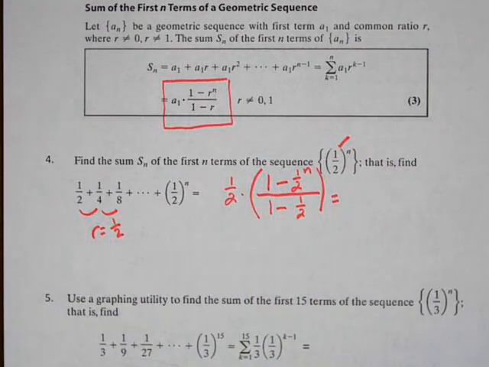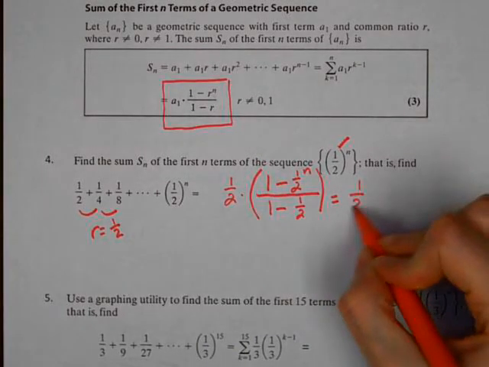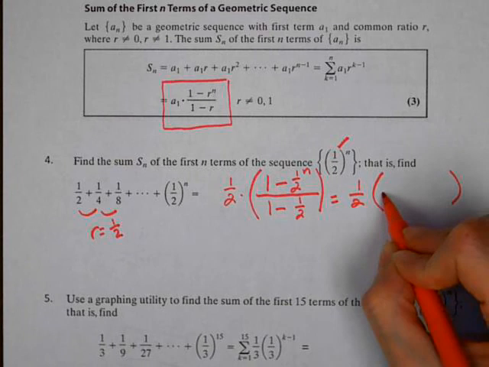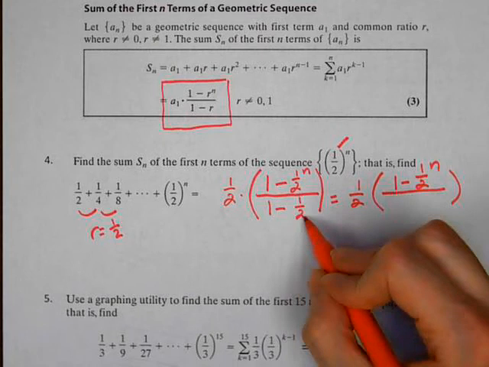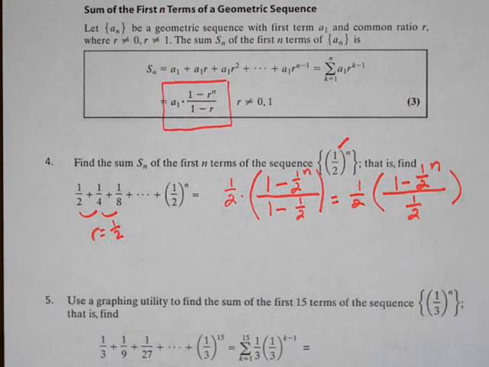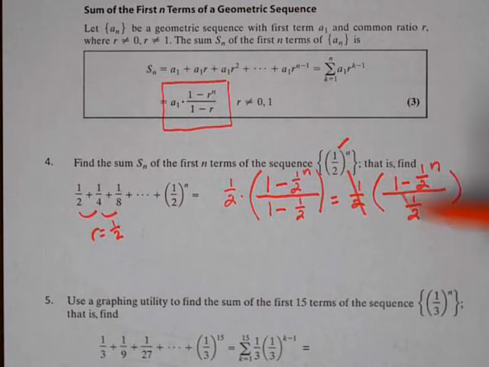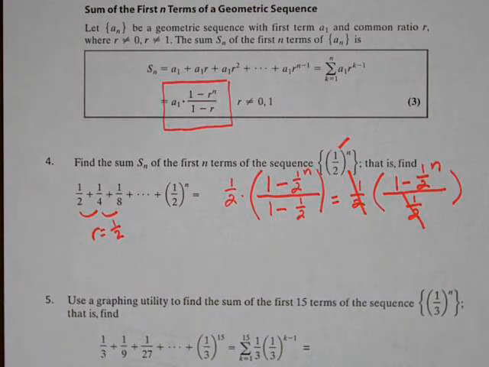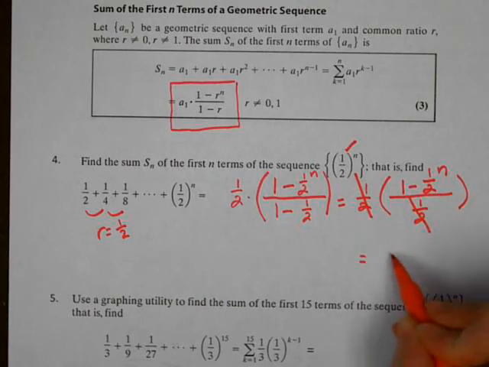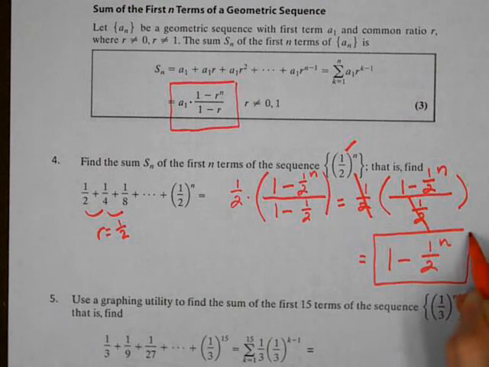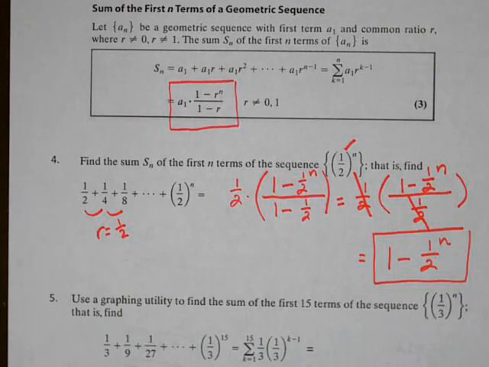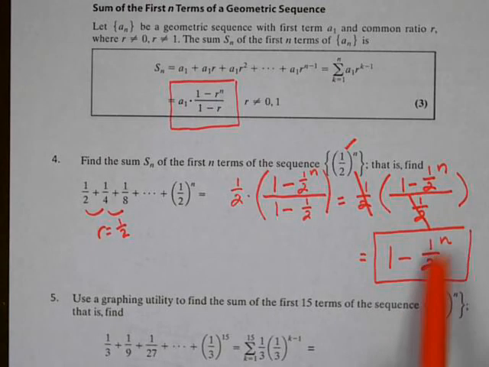And we can clean this up a little bit. I mean, that is the answer, but if you clean it up, it's 1/2 times 1 minus 1/2 to the n power, but 1 minus 1/2 is just 1/2. And then 1/2 divided by 1/2 just cancels. So the simplified answer in the end is 1 minus 1/2 to the n power. And don't even think about subtracting these because this has an n with it.